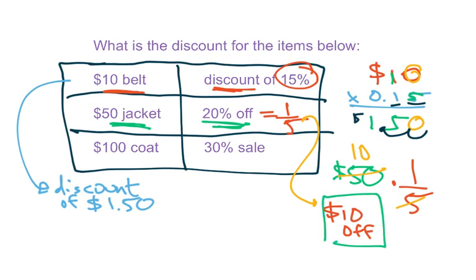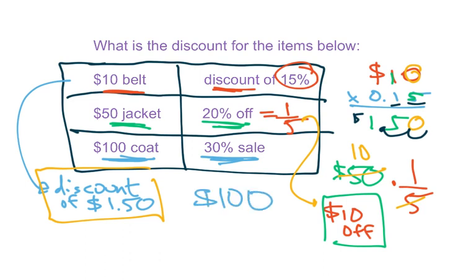How much would the jacket be? Well, I would subtract. I'd say, well, it's going to be a $40 jacket. So that's an answer, boxed. Here's the other answer, boxed. Last one, $100 coat. $100. Ooh, that must be a nice coat. So 30% sale. So, of course, what would I do?